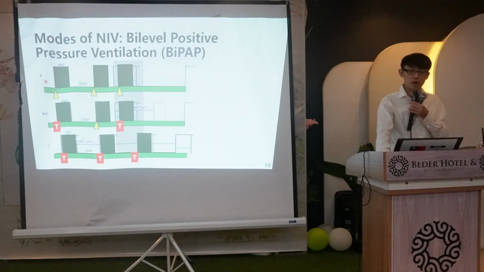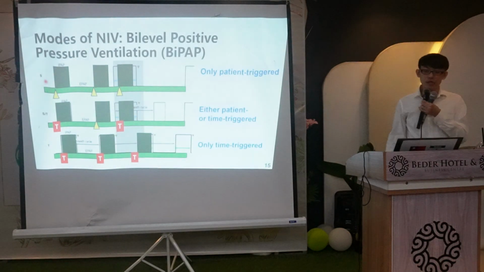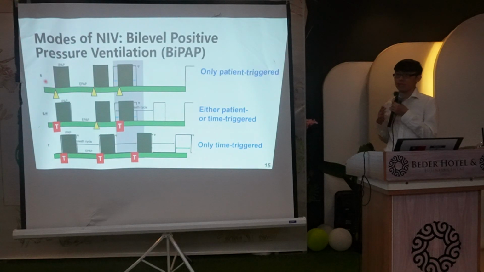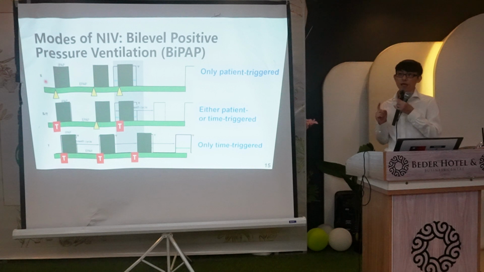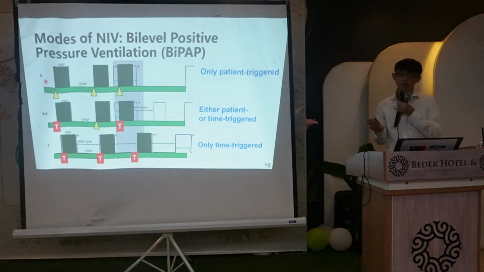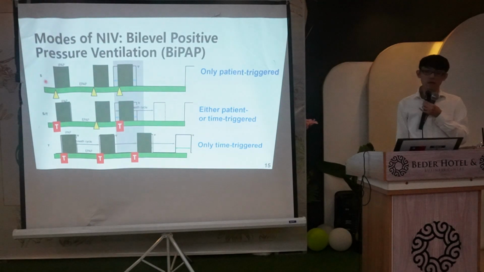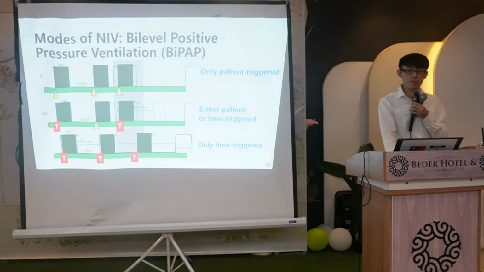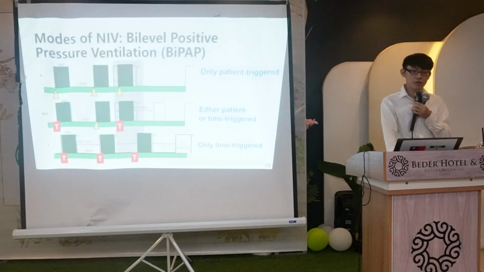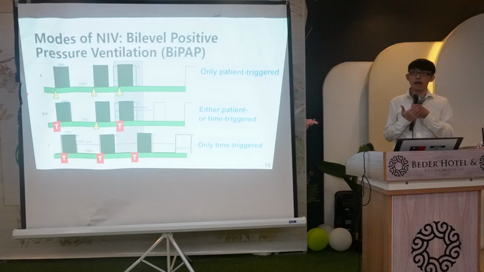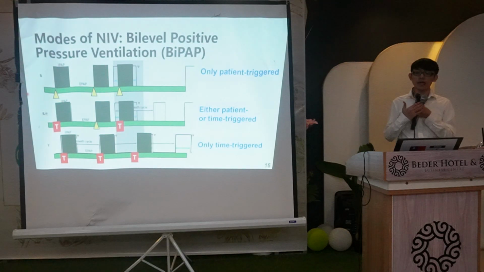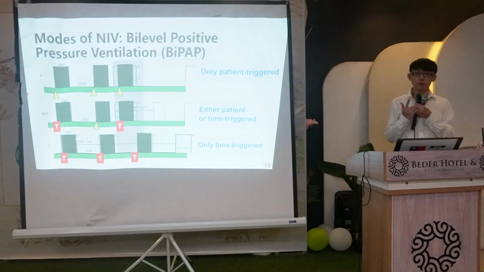So as I summarize here, in T mode, only time trigger, independent of patient spontaneous breathing. In ST mode, it is combined. It senses the patient's trigger, and is also triggered by time. And another is S mode. S mode just senses the patient's trigger. So you can imagine that if the patient is frequently apneic, you cannot use which mode? Which mode?